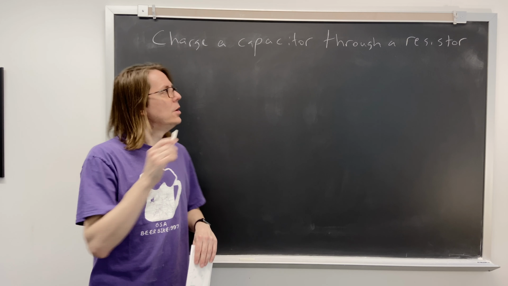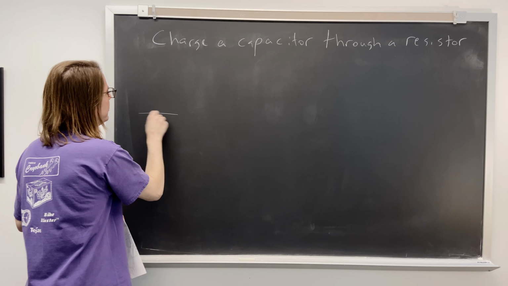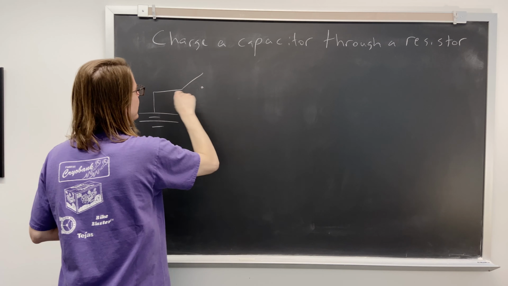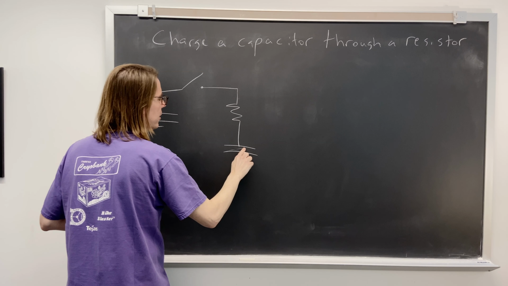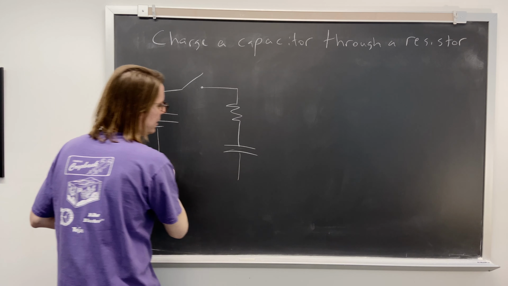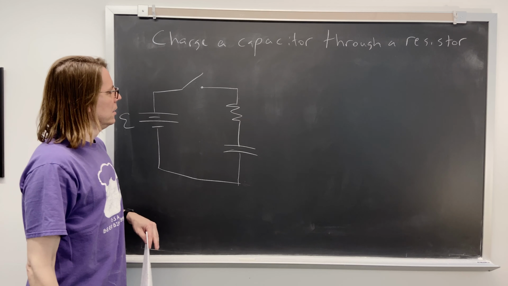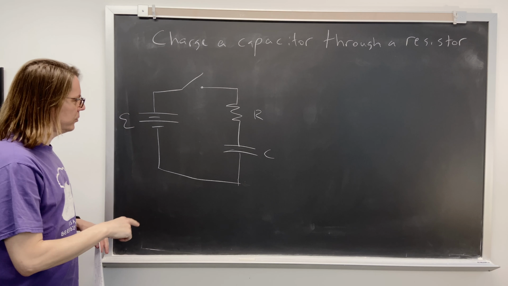Now we're going to charge a capacitor through a resistor. We're going to put capacitors and resistors in the same circuit with a battery. And to be able to control when it happens, I'm going to put a switch there, like that. So here's R, here's C, there's a switch, EMF.